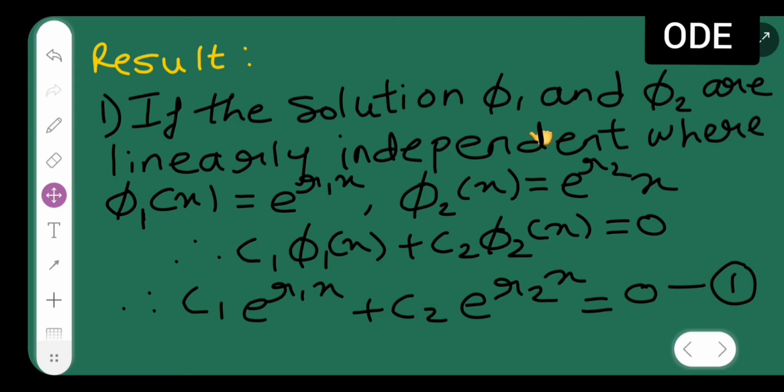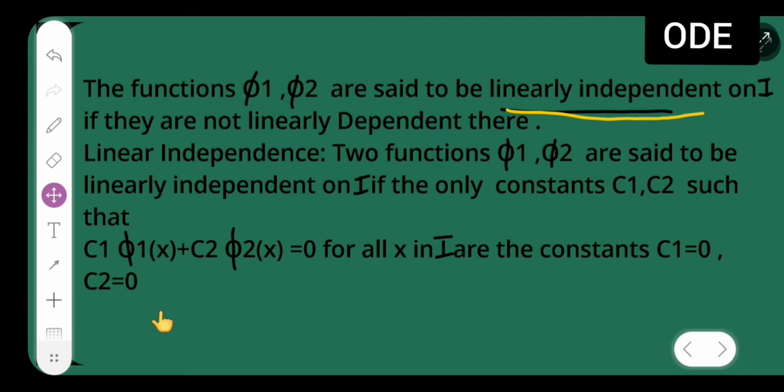If the solutions phi1 and phi2 are linearly independent, where phi1 of x is equal to e raised to power of r1 x, phi2 of x is equal to e raised to power of r2 x, okay? Now take this c1 into phi1 of x plus c2 into phi2 of x is equal to 0. From where I have taken this? From here, okay, this part.